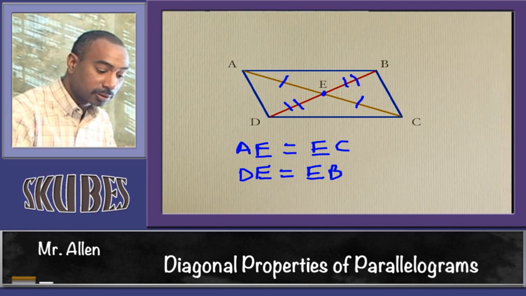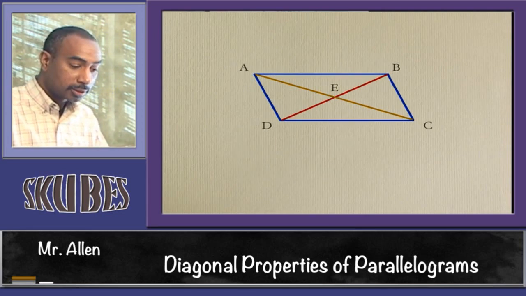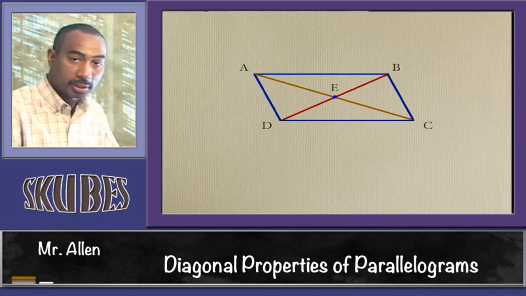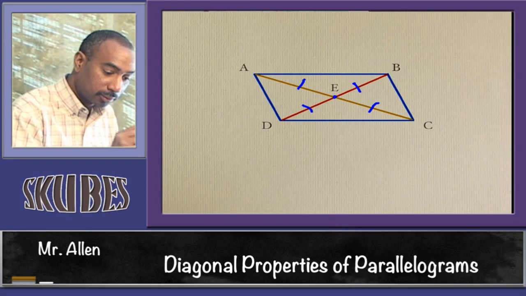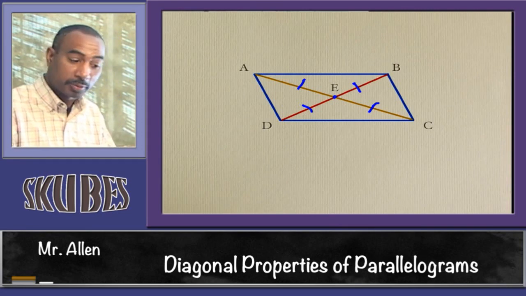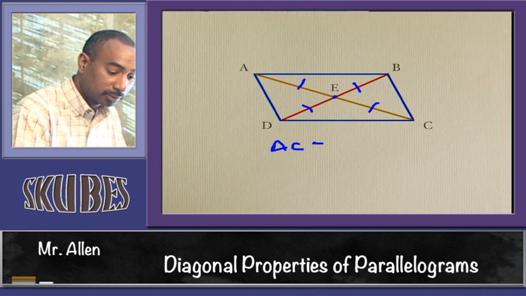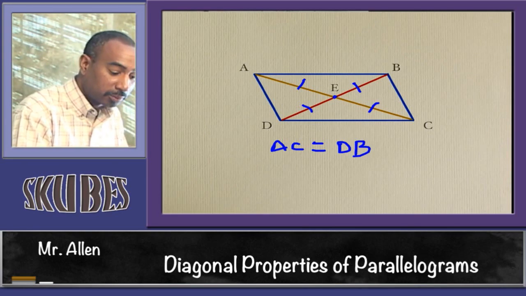But we have special cases sometimes. Let's say E is the midpoint again. We have two diagonals that bisect each other, and all the segments have the same length, which means both diagonals will be the same length. It means the diagonal AC would be the same length as the diagonal DB. That's a special case of a rectangle.